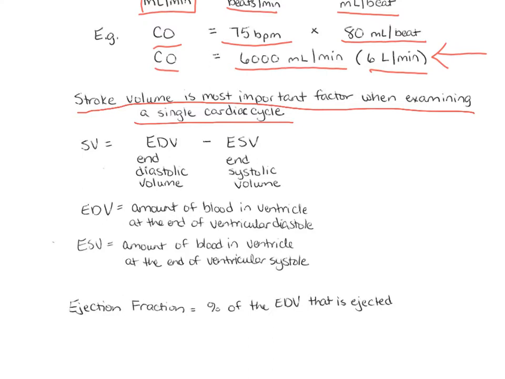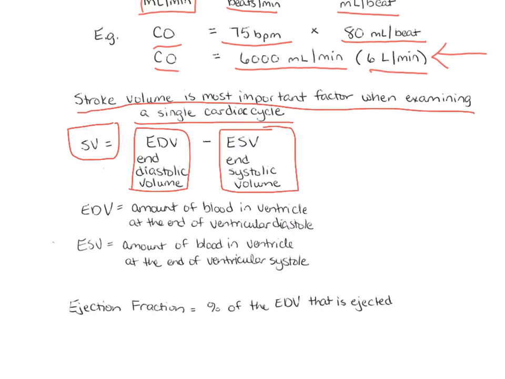Okay? We'll go over this in a picture so that you see this. So the amount of blood that's in the ventricle before it contracts is called the end diastolic volume. So that's how much blood you start out with in the ventricle. Then the ventricle contracts, and whatever is left in there at the end of the contraction, that is called the end systolic volume. So if we subtract what you have left from what you started out with, now you can see how much actually went out.